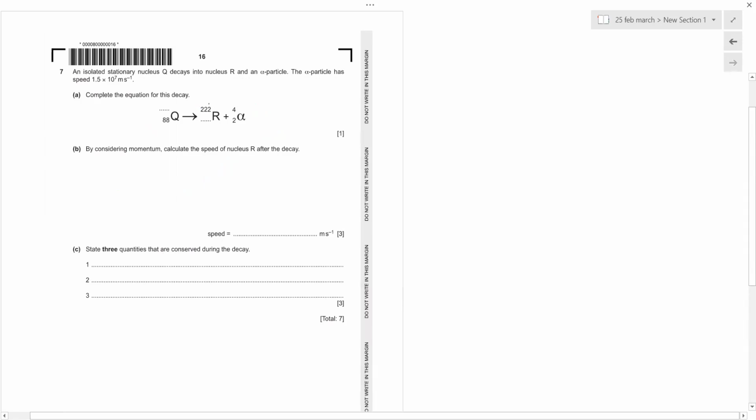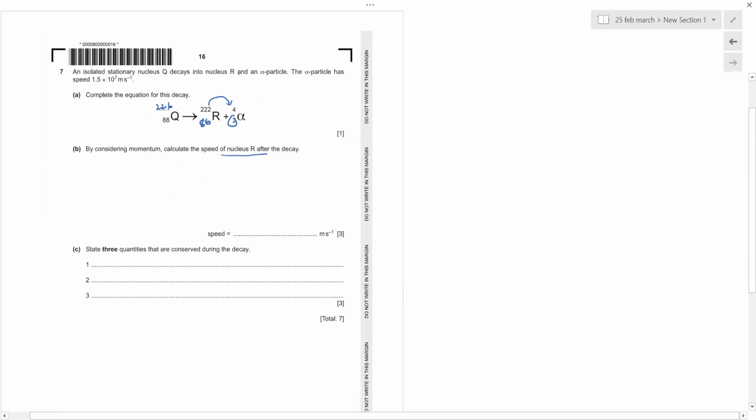So this should be 222 plus 4. That should be 226. That is 88 and 2 here, so यहाँ कितना होना चाहिए? 86. Speed of the nucleus after decay. क्या हो रहा है भाई?